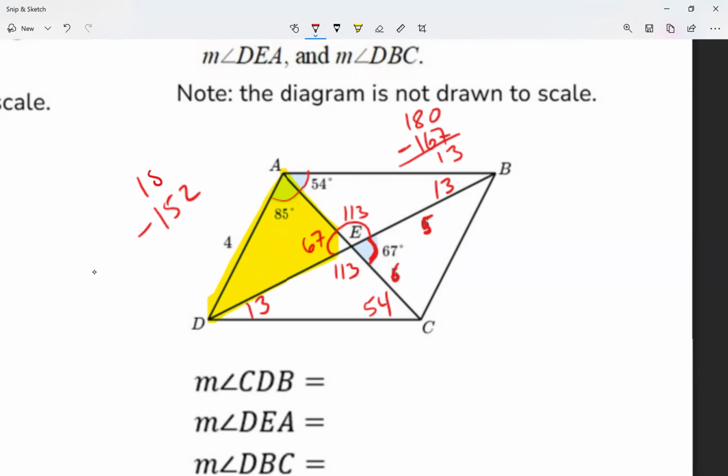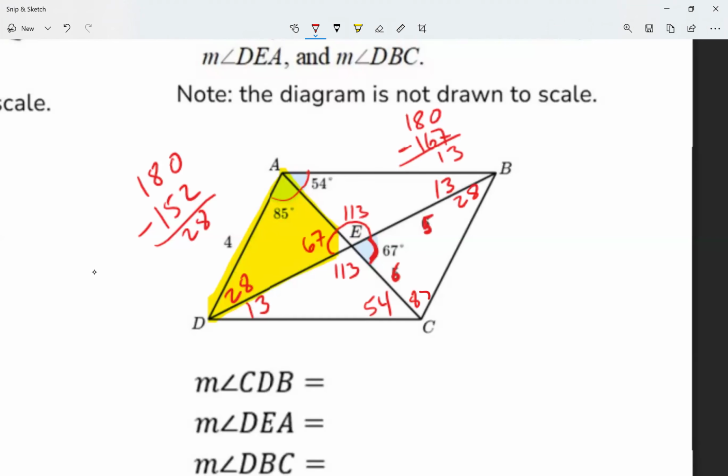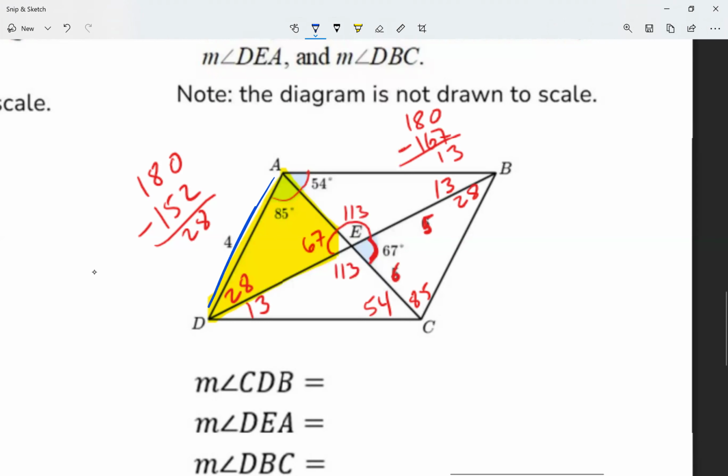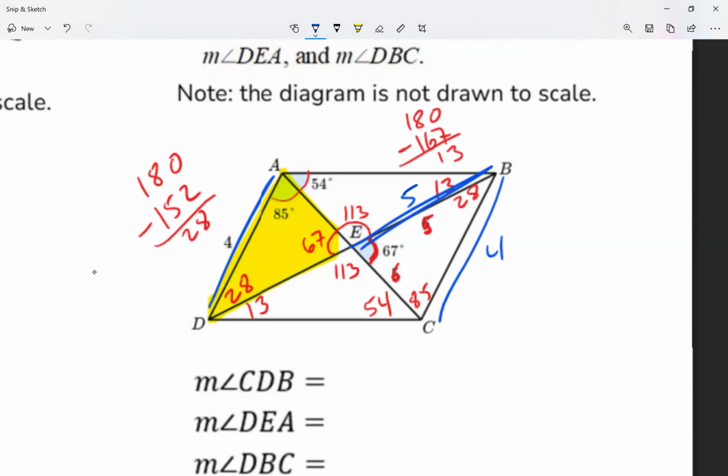Let me subtract this from 180. That gives me 28. So this angle here is 28. So I'm going to say on the other side, this is 28. This is 85. If I needed to know sides, because this side is 4, I'm going to say this side is 4. Because this side is 5, I'm going to say this other half is 5. Because this side is 6, I'm going to say this other half is 6 as well.